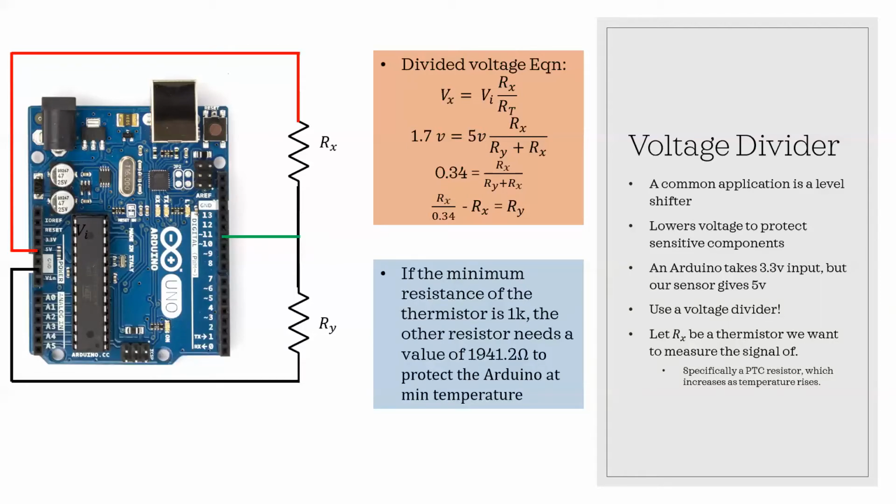And then if you follow the math there in the orange box, you can see that we come up with a nice equation that'll tell us what value resistor Y needs to take. And the blue box tells us the answer, 1941.2 ohms, which means that even at the lowest possible temperature and the lowest possible resistance that we can use on the thermistor, we'll always drop at least 1.7 volts to protect our Arduino from damage.